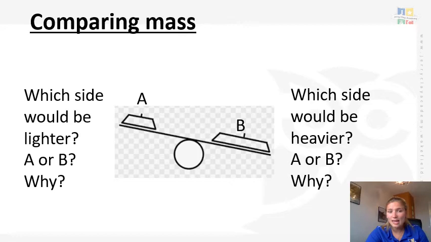Similar here, can you think which is heavier, which is lighter, and why? You might have said something along the lines of A is lighter because the scale is up at that side, whereas B is heavier because the scale is further down at that side. And we know if something is heavier, it weighs something down more.